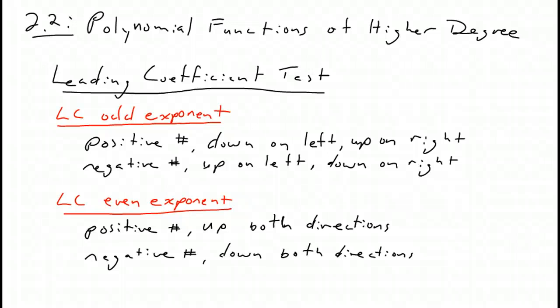Section 2.2 is dealing with polynomial functions of higher degree. Basically, higher degree just means we're going to have exponents of x to the third, x to the fourth, x to the 10th, right? Just things that are higher than what you're used to seeing, which is x squared. Okay, go ahead and take a second, pause the video, write down your rules, and we'll talk about them in just a sec.